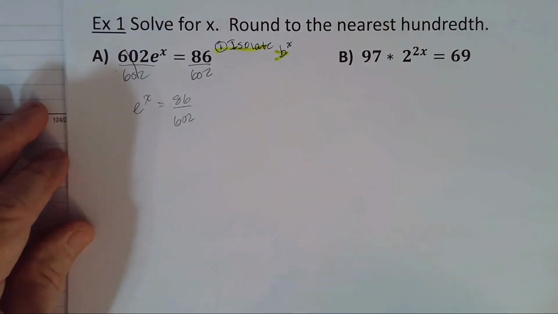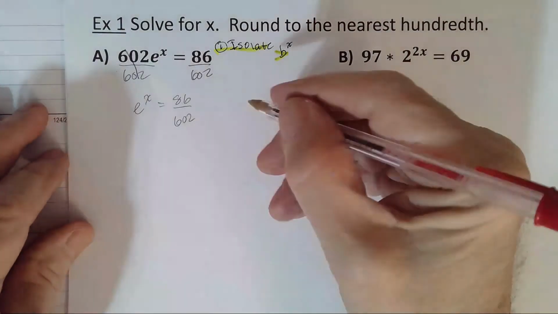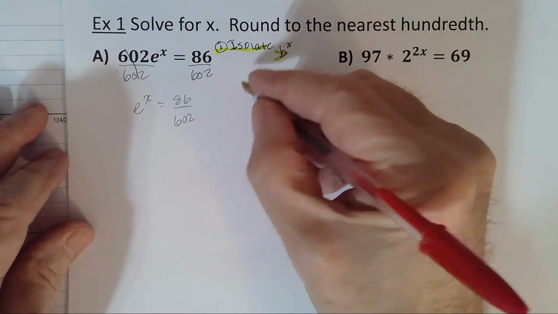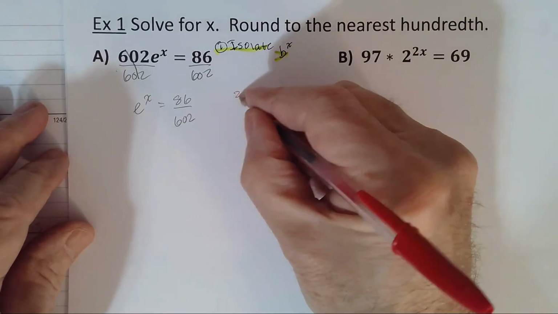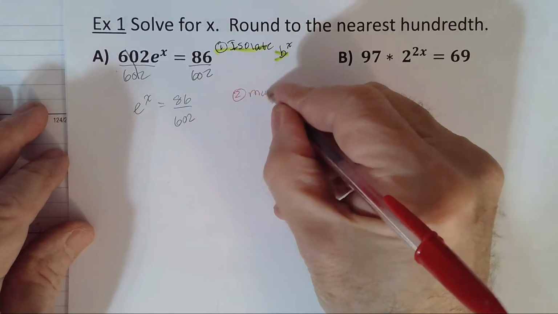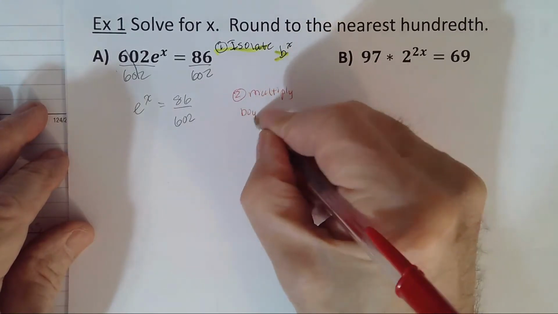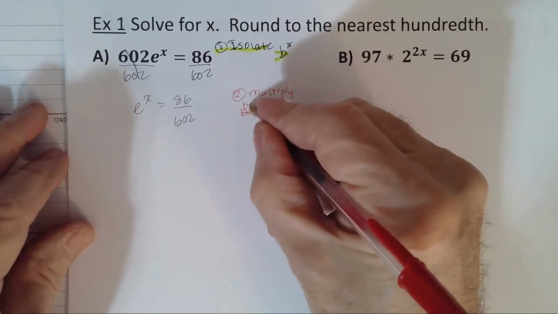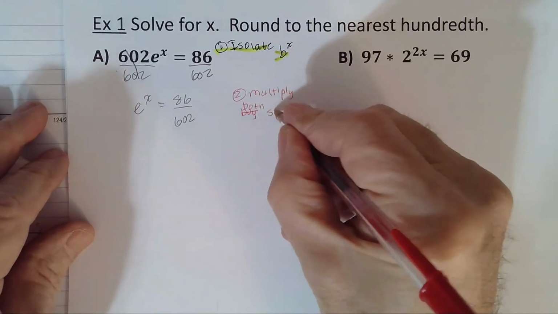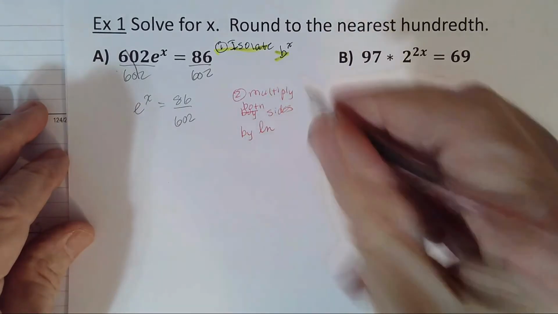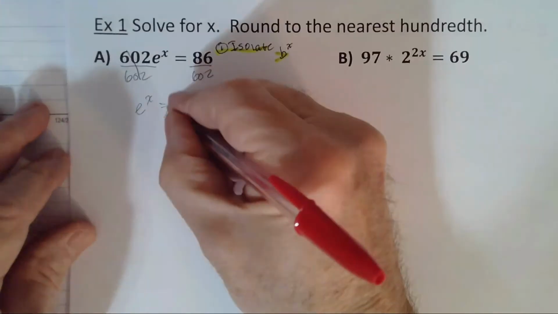So I'm going to multiply both sides by ln, okay? So I'm going to multiply this side times ln and this side times ln.